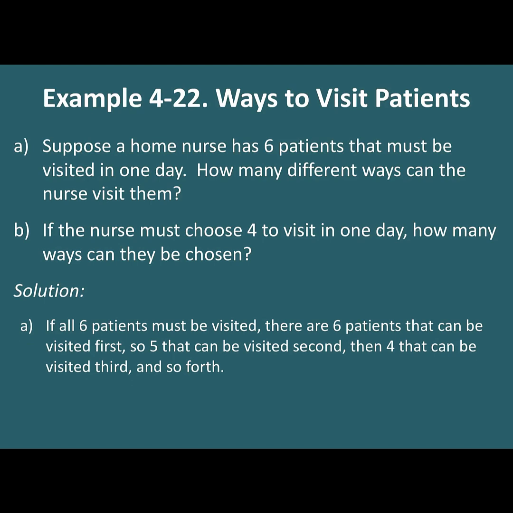If all 6 patients must be visited, there are 6 patients that can be visited first. So 5 that can be visited second, then 4 that can be visited third, and so forth. So the number of ways that you can visit 6 patients in one day is 6 factorial. 6 times 5 times 4 times 3 times 2 times 1, giving us 720 different ways we can visit 6 patients in one day.